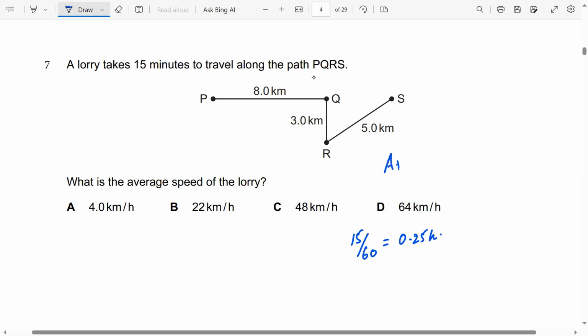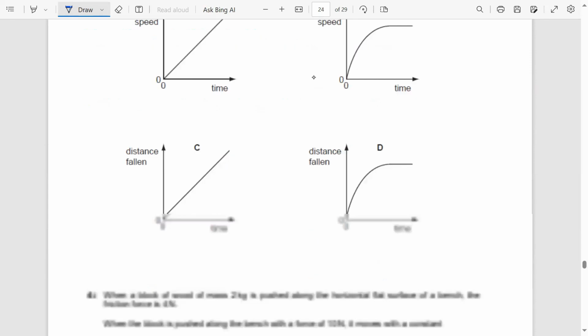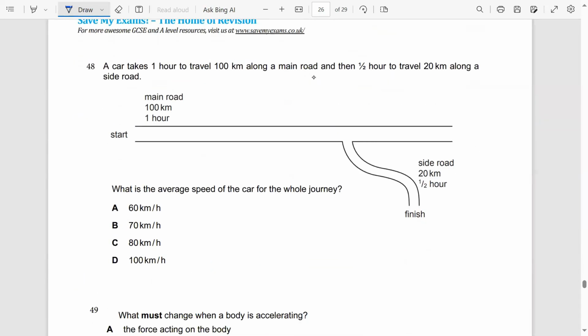And average speed is total distance over total time. So this is 8 plus 3 plus 5 as a total distance, and total time is 0.25, and once you do the maths you'll get the answer as B, right? और अब हम चलते हैं towards the acceleration. उसके काफी questions हैं, ये भी आप कर सकते हैं.